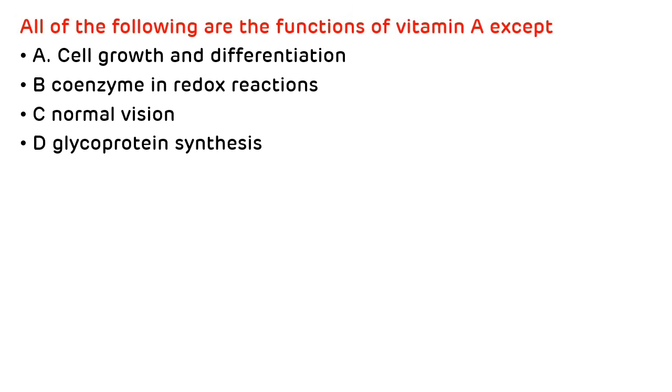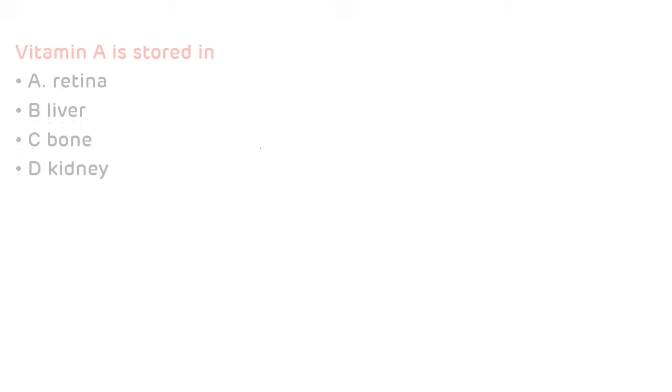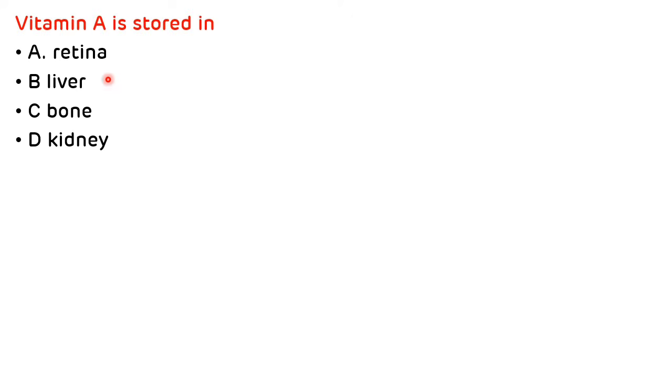Another question is, all of the following are the functions of vitamin A except: cell growth and differentiation, coenzyme in redox reaction, normal vision, and glycoprotein synthesis. So vitamin A is required for glycoprotein synthesis. It is also required for normal vision. It is required for cell growth and differentiation. The correct answer is coenzyme in redox reaction. The correct answer is B. Vitamin A is stored in retina, liver, bone, and kidney. So we have already discussed that vitamin A is stored in liver in the form of retinol palmitate.